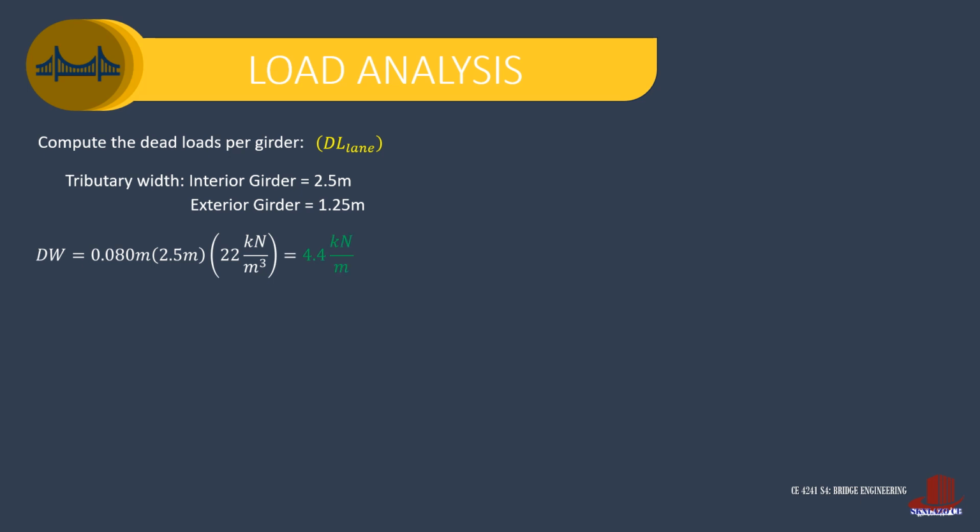From the top, we compute the load due to the wearing coat, that is a thickness of 80 mm applied on the tributary width of 2.5, then multiply the unit weight to get 4.4 kilonewtons per meter. For the deck, we take the thickness of 220 mm times the width of 2.5 meters, then the unit weight of 24 kilonewtons per cubic meter, giving 13.2 kilonewtons per meter.